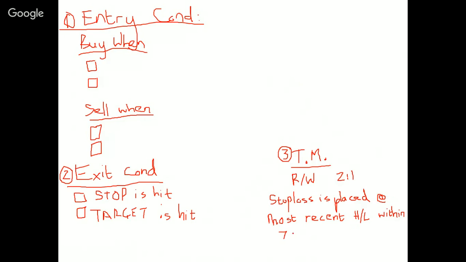7. And now I'm just going to make a little addition here. The 7 is going to become a variable after your first backtest. So you can change that up. But we always start off with 7 candles.